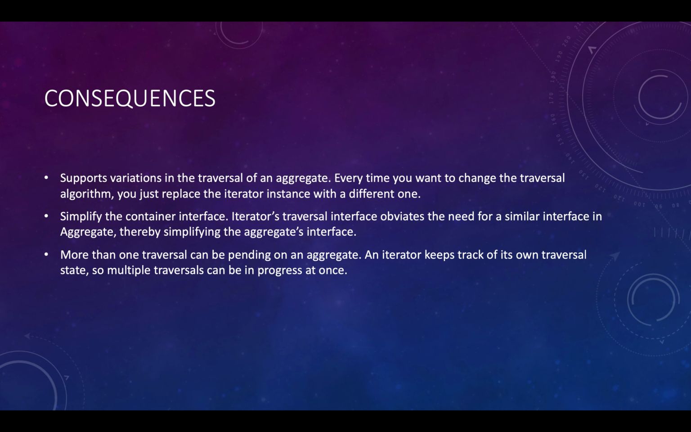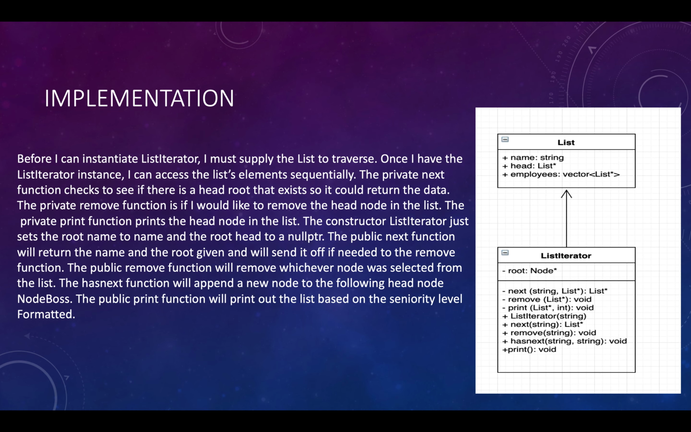These are some consequences of the pattern. It supports variations in the traversal of an aggregate. Every time you want to change the traversal algorithm, you just replace the iterator instance with a different one. Next, the iterator simplifies the container interface. Iterator's traversal interface obviates the need for a similar interface in aggregate, thereby simplifying the aggregate's interface. Lastly, more than one traversal can be pending on an aggregate. An iterator keeps track of its own traversal state, so multiple traversals can be in progress at once.